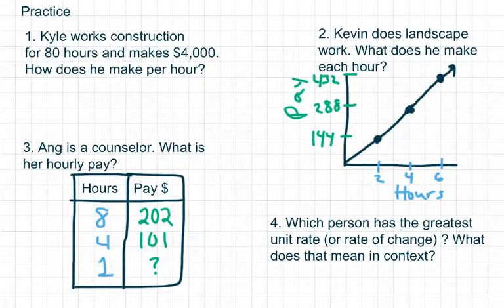So here are your 4 practice problems. They are about my siblings. So Kyle is a construction worker, my older brother. My younger brother, Kevin, is a landscape worker. And my oldest sister, Angela, she is a counselor at a school. So these are my real siblings. The amount of money they make is made up, but the jobs they do are accurate. So go ahead and figure out these 4 problems, and we'll check back when you're finished. Go ahead and pause the video.